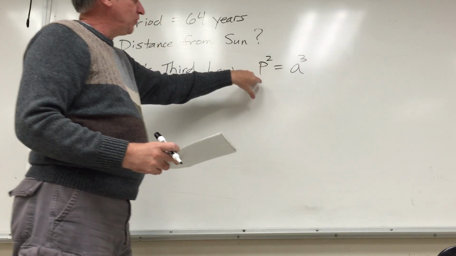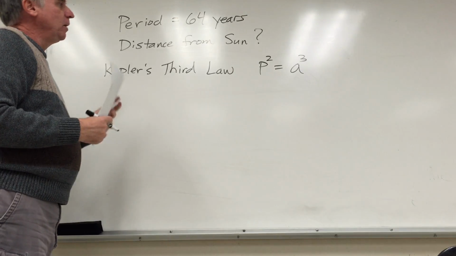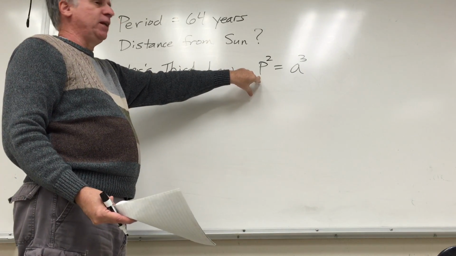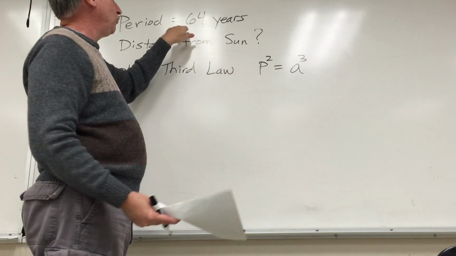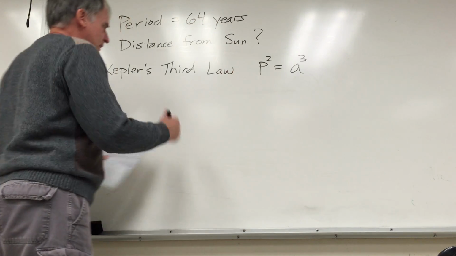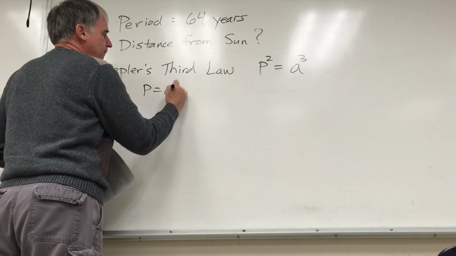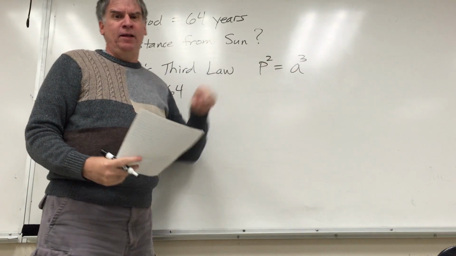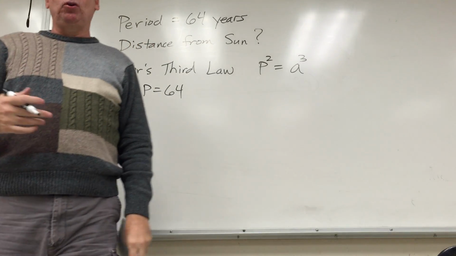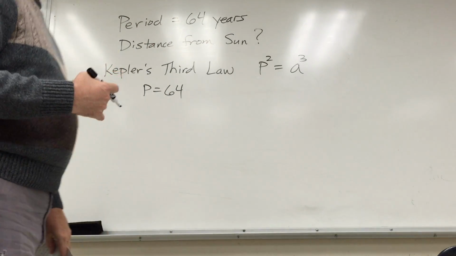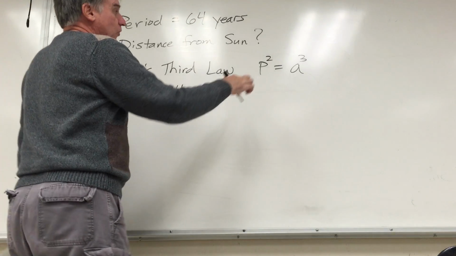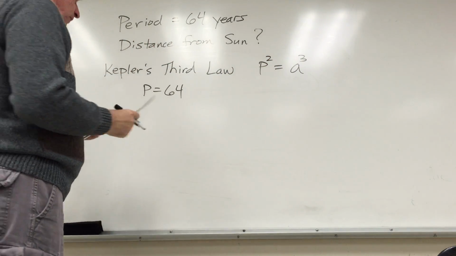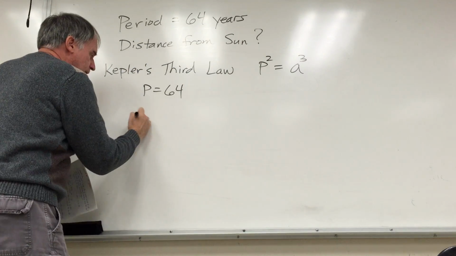Now, in this simplest form, the orbital period has to be the period in years. Well, that's 64 years, so the P is going to be 64. And in this formula, the A is the number of astronomical units of distance from the Sun. So the A value will be the number of AUs. We're solving for the A.